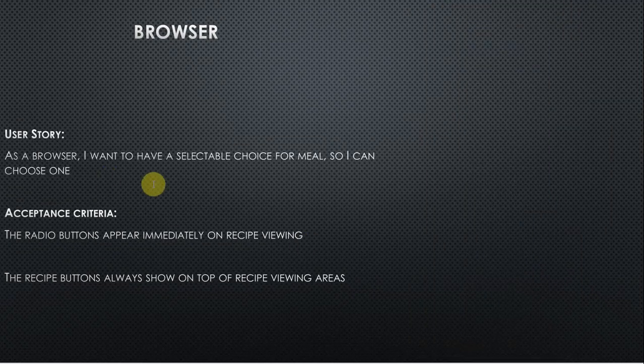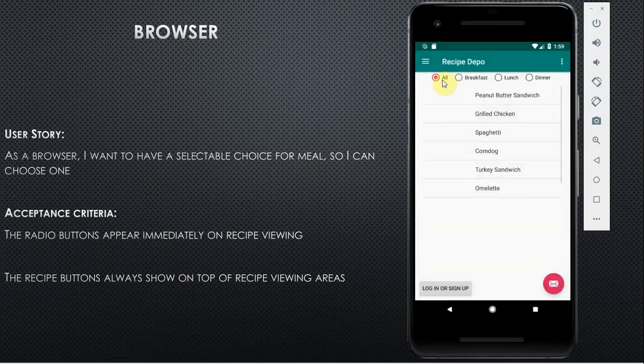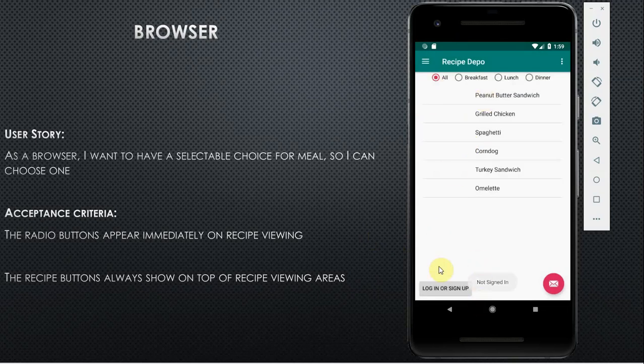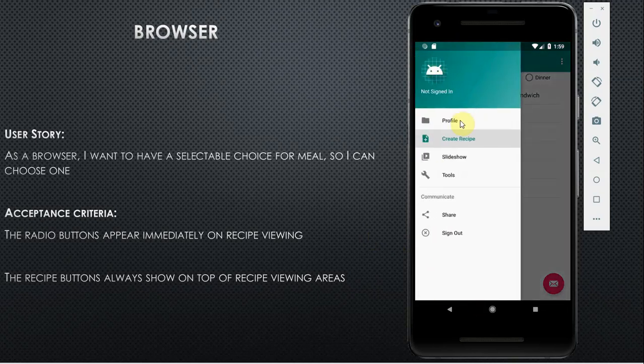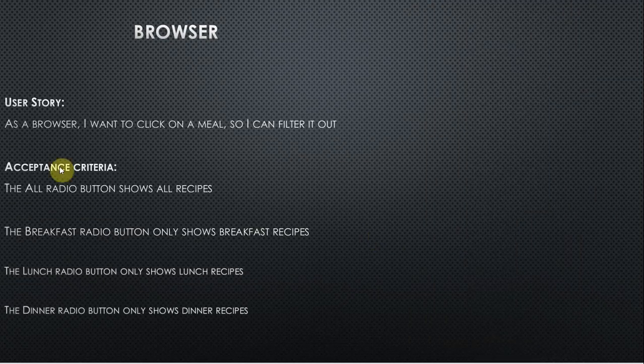As a browser, I want to have a selectable choice for meal so I can choose one. So the radio buttons appear immediately on recipe viewing, and the radio buttons always show up on top of the recipe viewing areas. Okay, so let's go back. So when we start the program, this shows up immediately, and they always show up on top of the recipe areas. So we'll go to view recipe and come back, and we still have the radio buttons. Let's go create a recipe. Oh, I'm not signed in. Okay, so that's fine. Every time we leave and come back, we have the radio buttons.